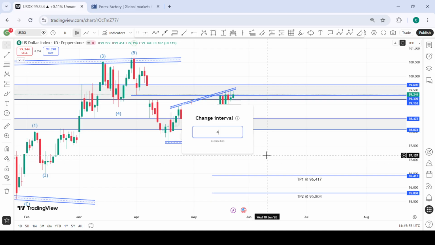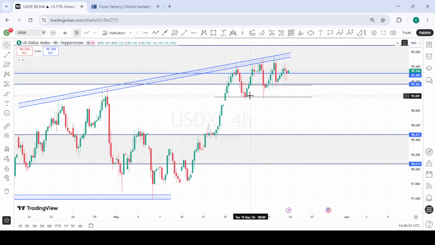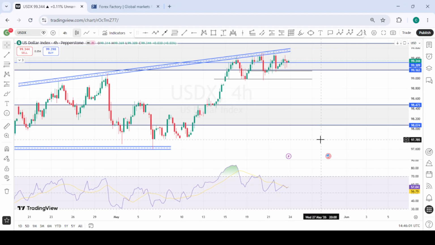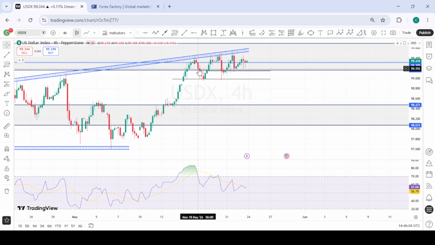And if we go to the 4-hour time frame, we have this divergent move developing. If we throw in the RSI, you can see on the actual chart we have a higher high, higher low, higher high, higher low, higher high formation.